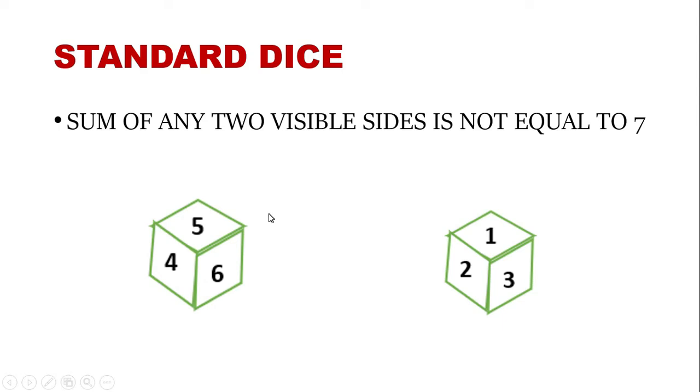Next we are going to see about the characteristics of the standard die. If the sum of any two visible sides is not equal to 7, so if you add any two visible sides you will not get 7. Such a die: 5 plus 4 is 9 and 5 plus 6 is 11, 1 plus 2 is 3 and 1 plus 3 is 4, 3 plus 2 is 5. So if you add any two visible sides then you will not be getting 7 in the case of a standard die.